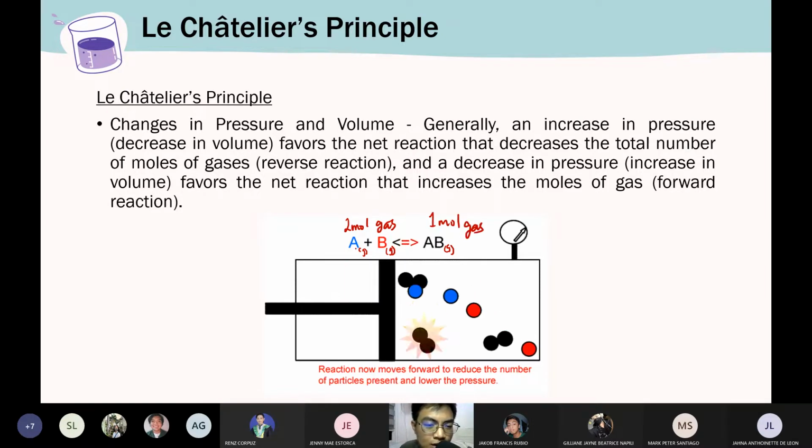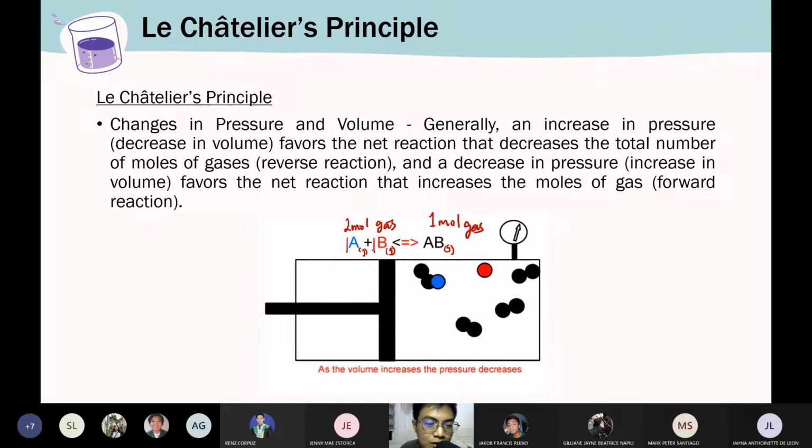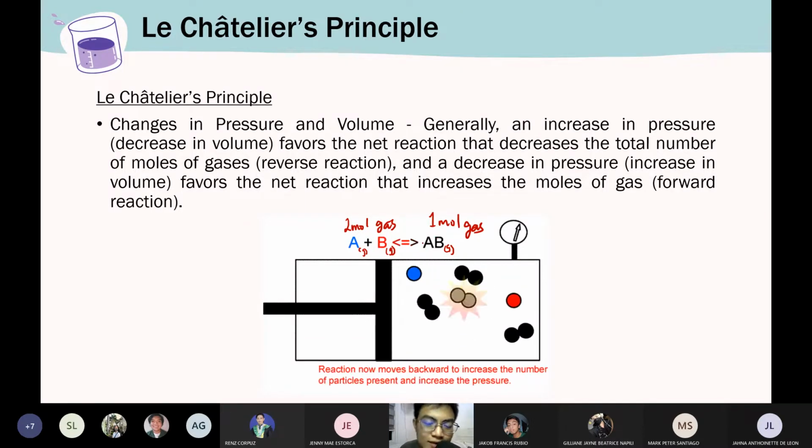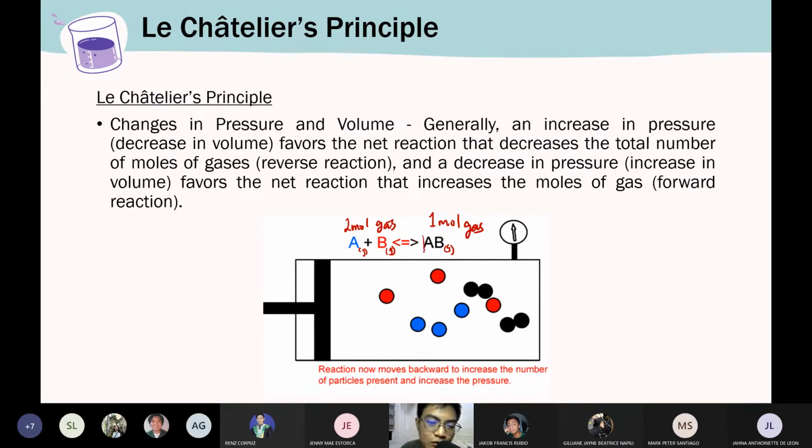Okay? So why are there 2 moles here? Because I have 1 mole of A and 1 mole of B. So 1 plus 1 is 2. On the other side, I only have one molecule of gas, so it's just 1 mole.